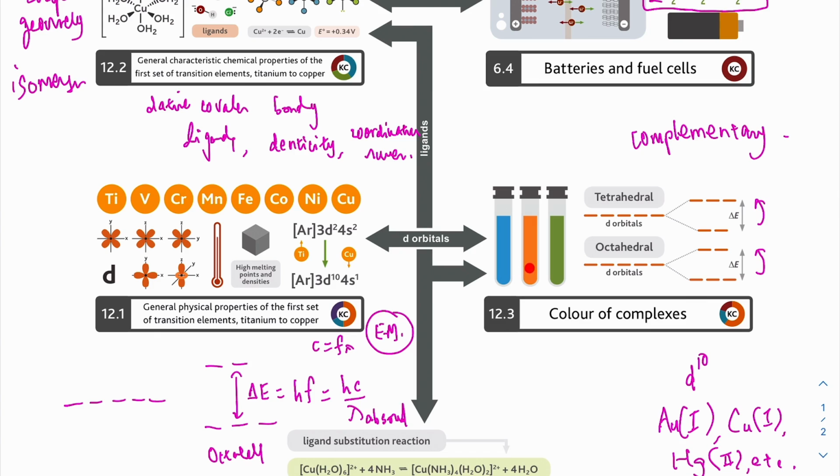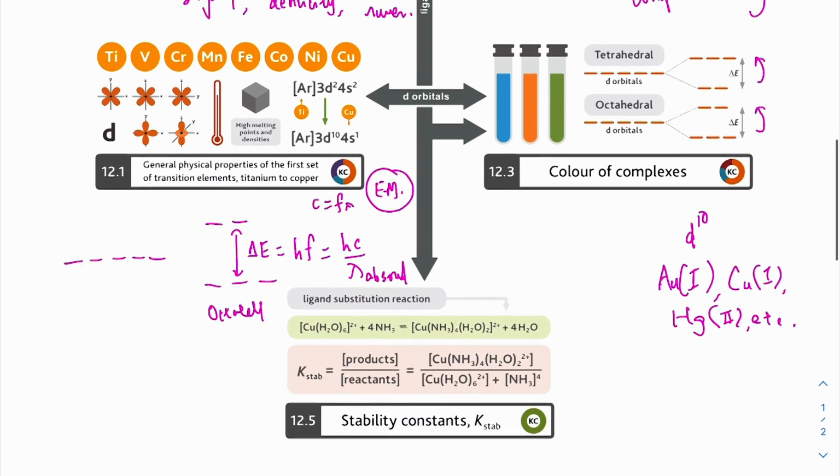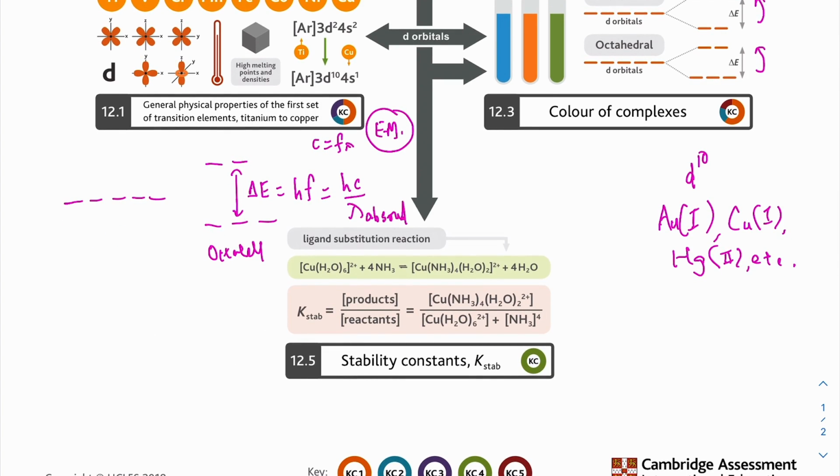The colors of your case studies are very important, especially for copper chemistry and cobalt chemistry, that have been specifically outlined in the specification and syllabus. I guess one of the most important reactions in A-level transition metal chemistry is the ligand substitution reaction. So that is a pale blue solution.